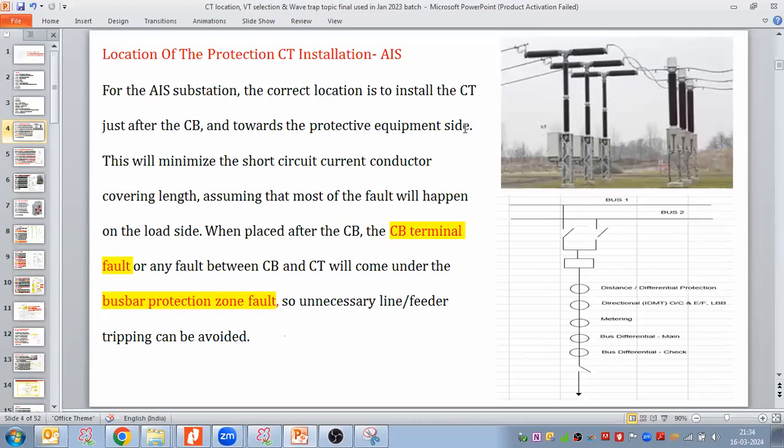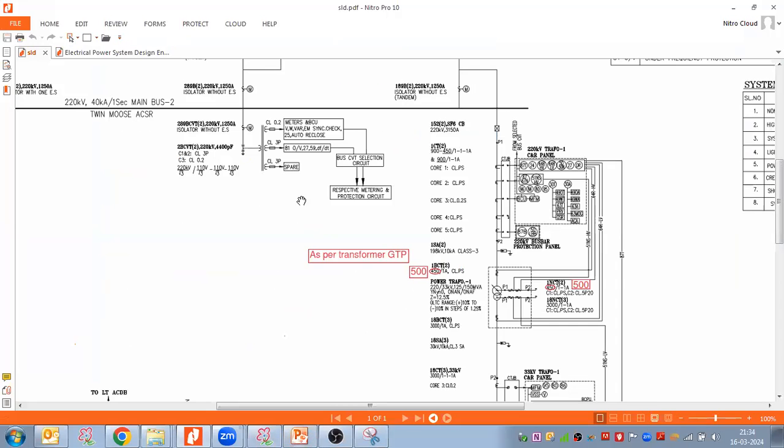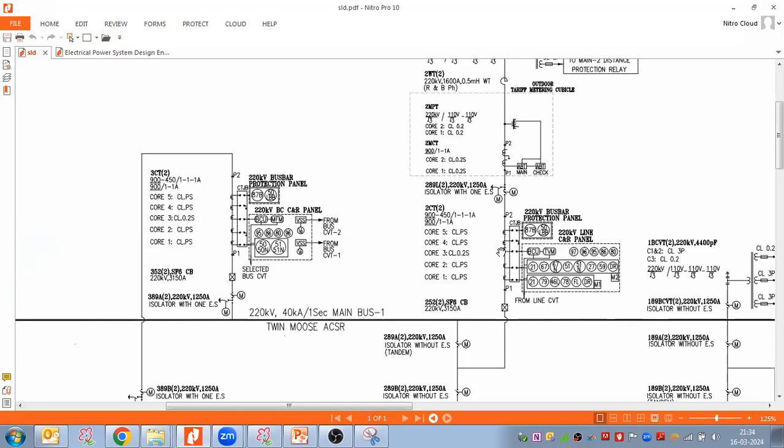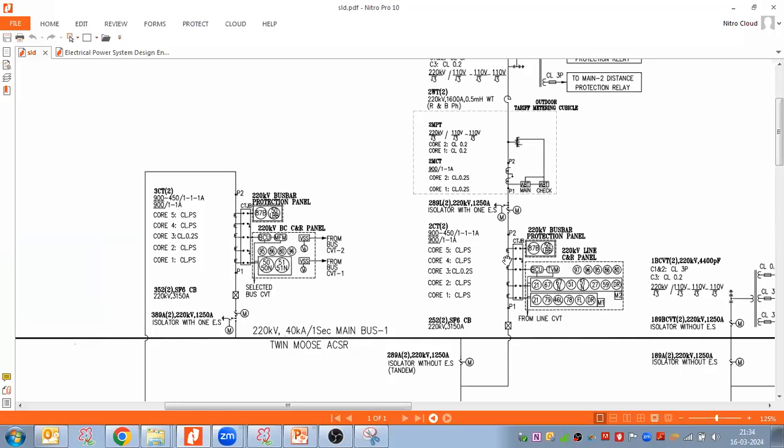Towards the protective equipment side. There is again a reason why this will minimize the short circuit current. This will minimize the short circuit current conductor covering length. Conductor covering length means, suppose you are not putting the CT over here, you are putting the CT over here.